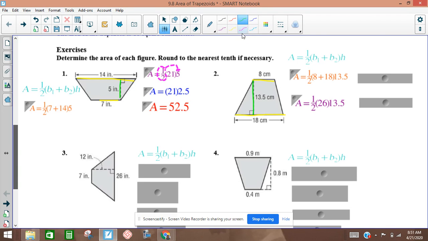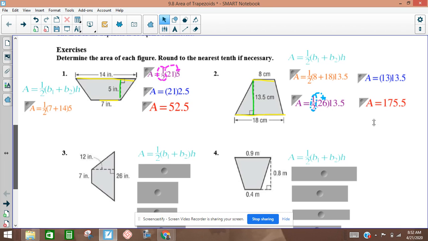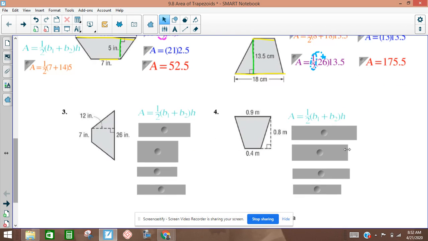Now here, I can say what is half of 26. If you think about it, half of 26 is 13. So my formula will look like area is equal to 13 times 13.5. When we multiply those two, the area of this trapezoid will be 175.5. So if you want to try the next one on your own, pause the video and then try it on your own.